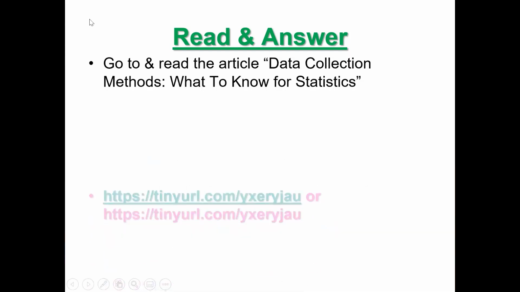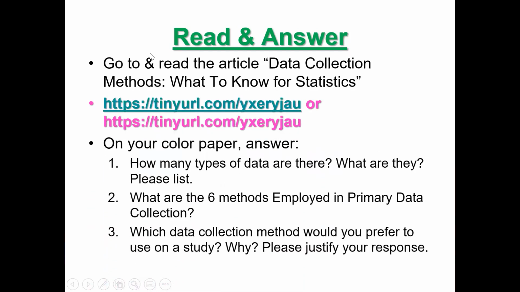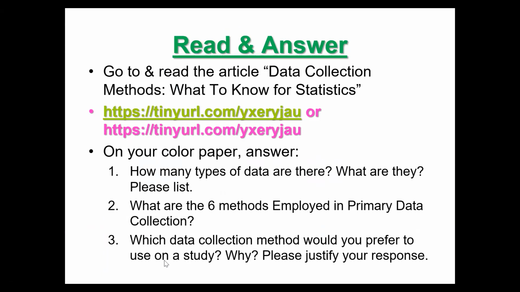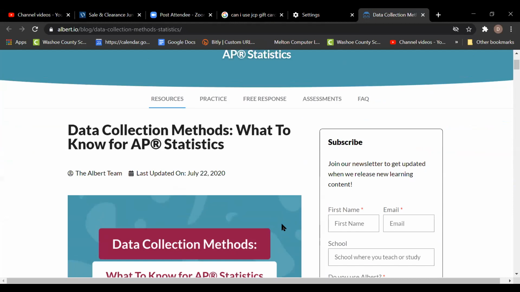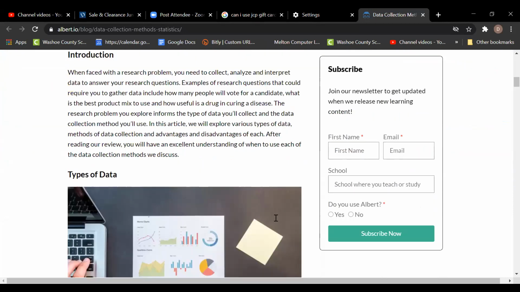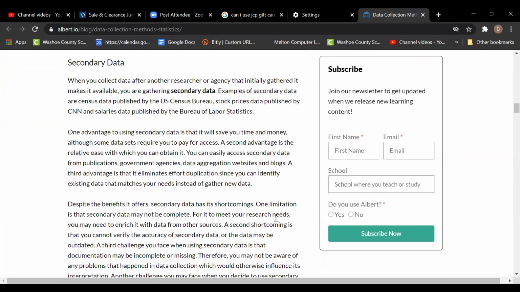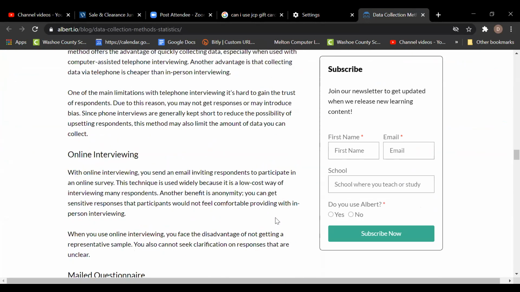Next, what I want you guys to do is read and answer some questions that I have here. You're going to go to this article called Data Collection Method, What You Need to Know, and it's right here in this pink URL, so make sure you type it in. If I click on that, this is what you should be able to see. You are going to read everything here and answer the following questions.